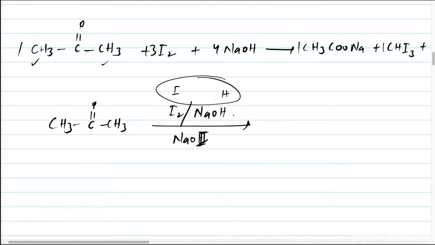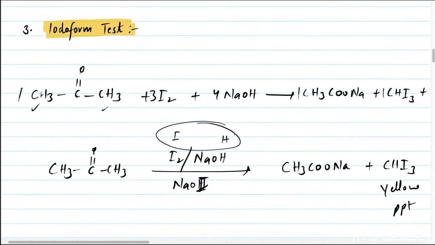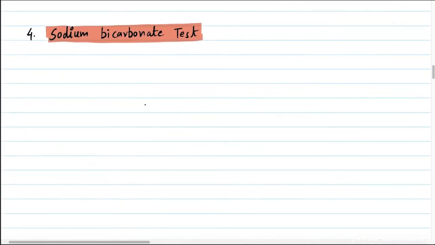This is also for iodoform. Now you can convert it like CH3COONa and CHI3. Only two are enough for this. This is your yellow ppt, iodoform, which confirms the iodoform test. Clear? Next one is the sodium bicarbonate test.